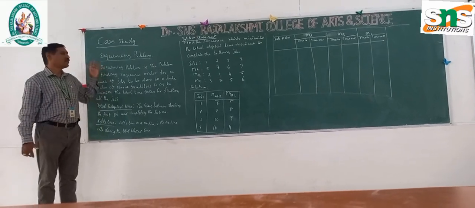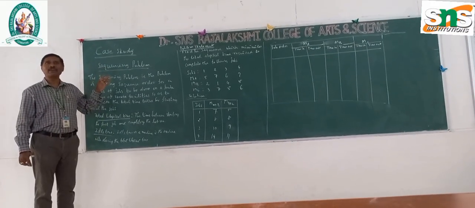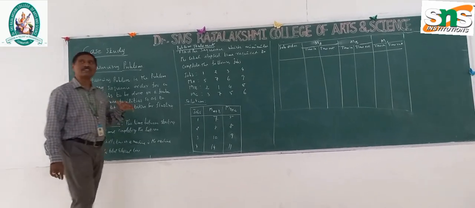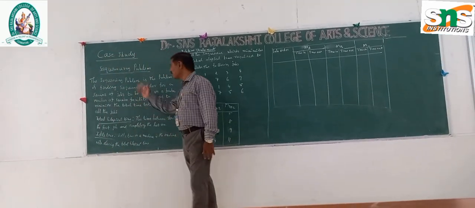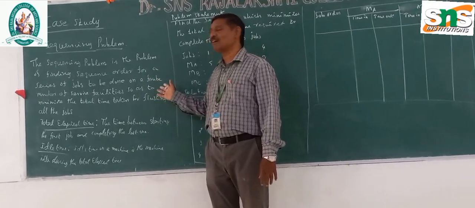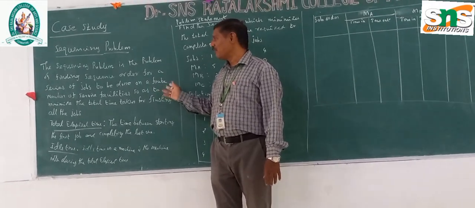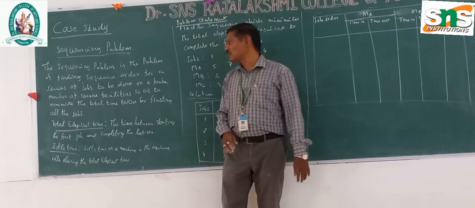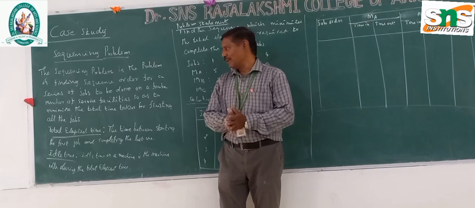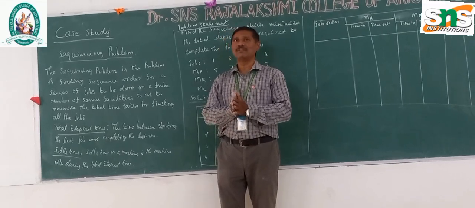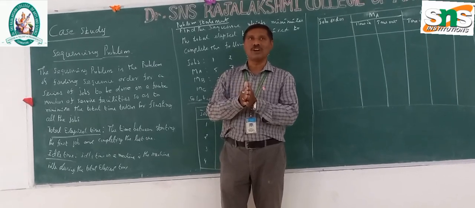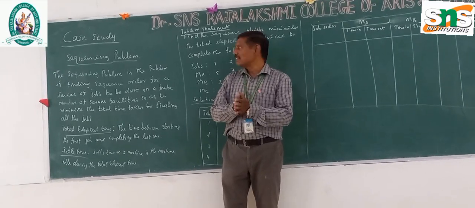Yes, students, and today we are going to discuss the case study topic, the sequencing problem. Before that, what is the introduction to the sequencing problem? The sequencing problem is a problem of finding the sequencing order for a series of jobs to be done on a finite number of service facilities so as to minimize the total time taken for finishing all the jobs. Suppose 5 jobs are given, so we take which job is finished easily with the shortest duration. That is a sequencing problem.